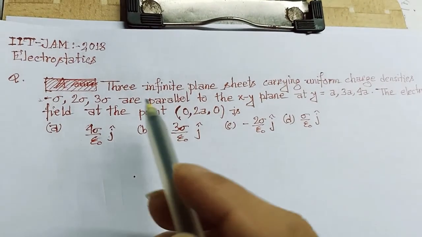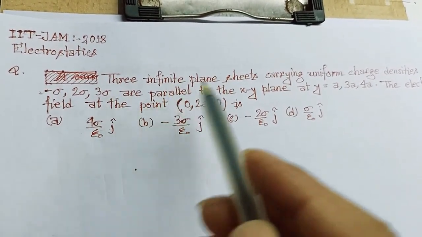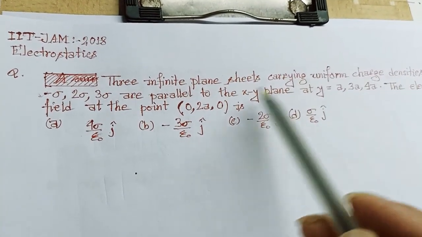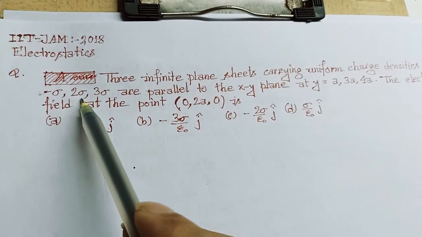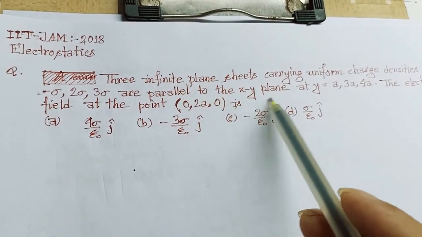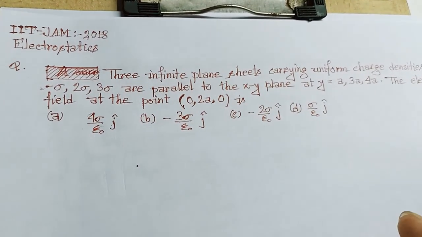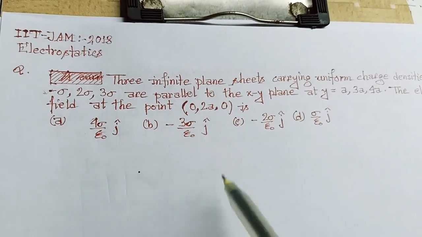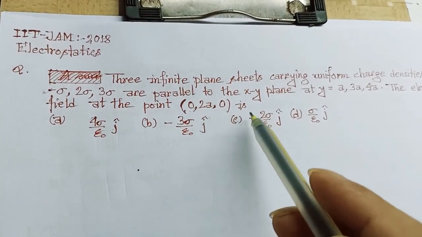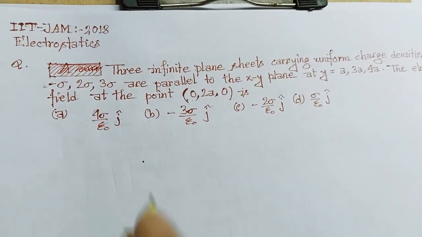Question from IIT JAM 2018 from electrostatics. In this question it is given that three infinite plane sheets carrying uniform charge densities minus sigma, 2 sigma, and 3 sigma are placed on the xy plane at y equal to a, 3a and 4a. The electric field at the point (0, 2a, 0) is equal to which option? 4 options are given. So let's solve this question.